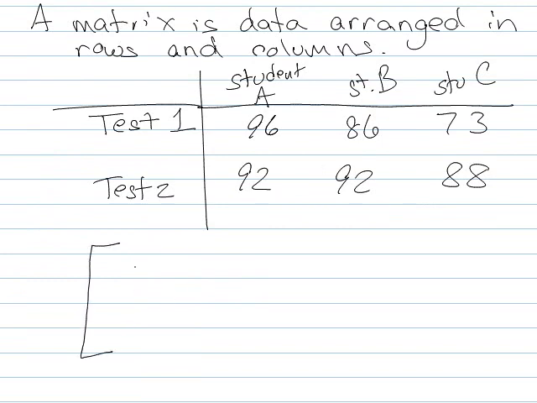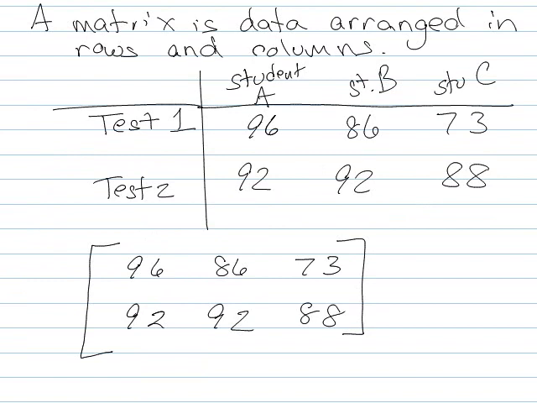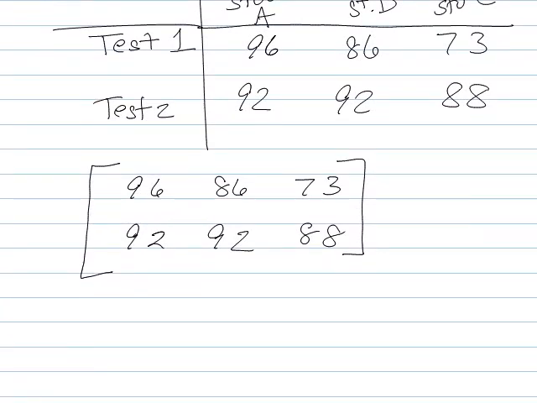Now, your book uses brackets, so we'll try to do that for a little bit. So 96, 86, 73, 92, 92, and 88. So this is an example of a matrix. I've taken the data that I have and I've put it in a matrix. The reason we put data in matrices is because when we do that, now all of a sudden we can feed that information into a computer in a way that we couldn't before. And the computer can process this information, and we could find an average, or an average per student, or an average per test. We can do all kinds of things with it now that we have the information in the form of a matrix.